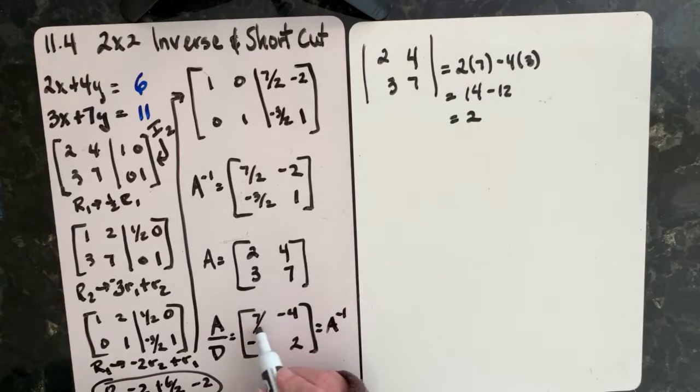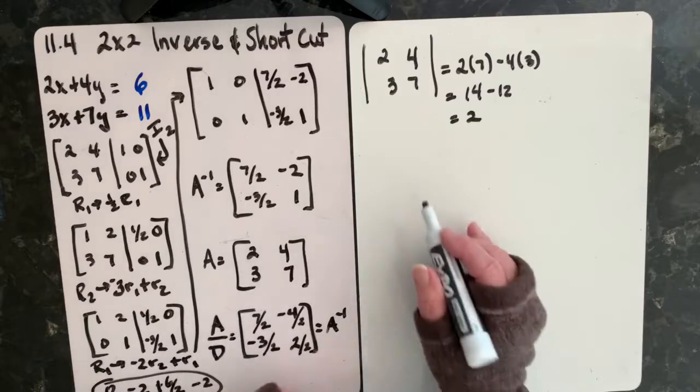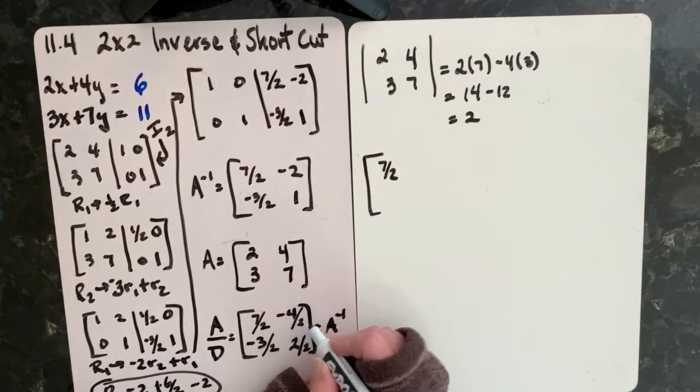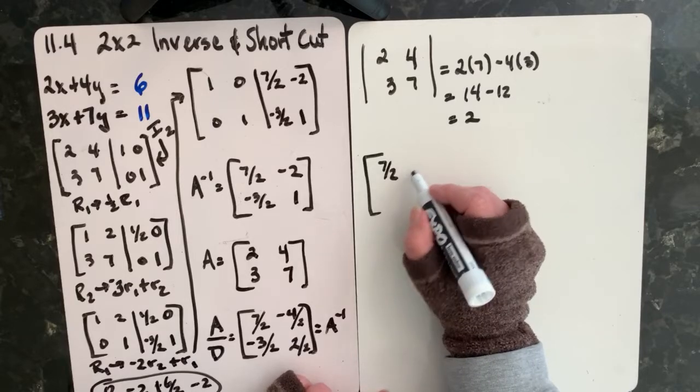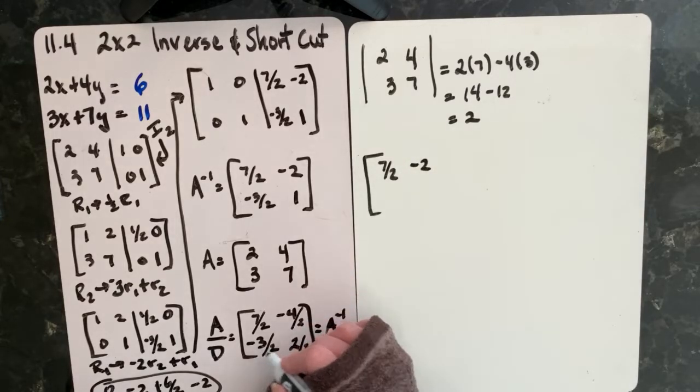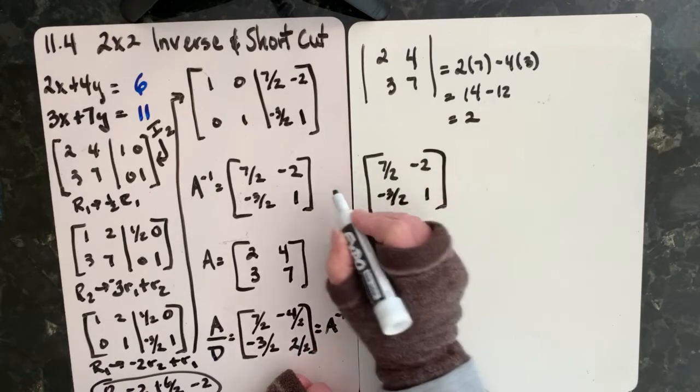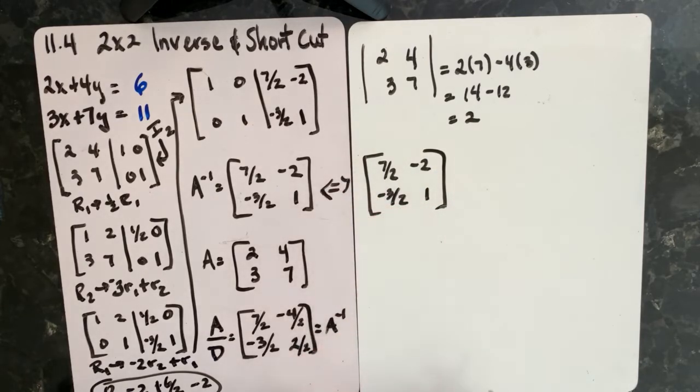So we would have 7 over 2, -4 over 2, -3 over 2, and 2 over 2. So if I go to match this up with the other one I have, this would be 7/2. -4 divided by 2 is -2, -3/2, and 2 divided by 2 is 1. And they are the same.